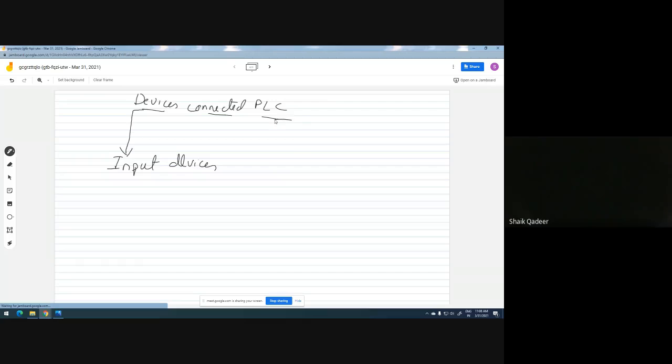Another one. Guess what it will be? Output devices. Very nice. Output devices.